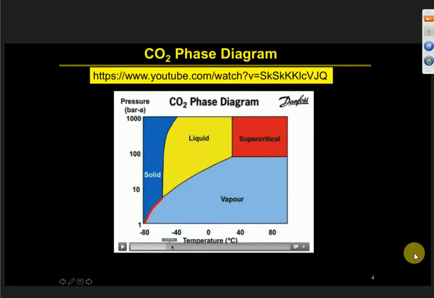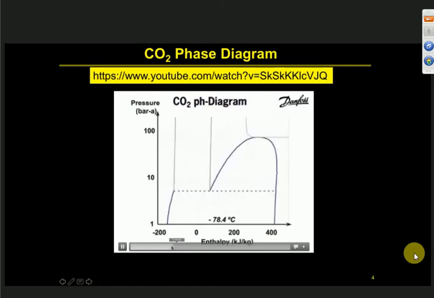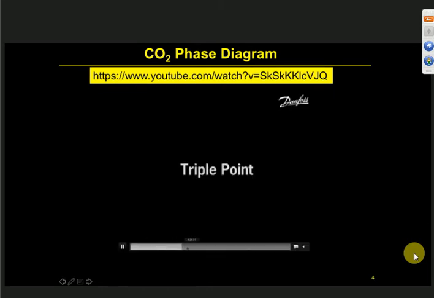So under the supercritical conditions, how do we generate them? Let me show a couple of others. Yeah, here this is for the triple point.